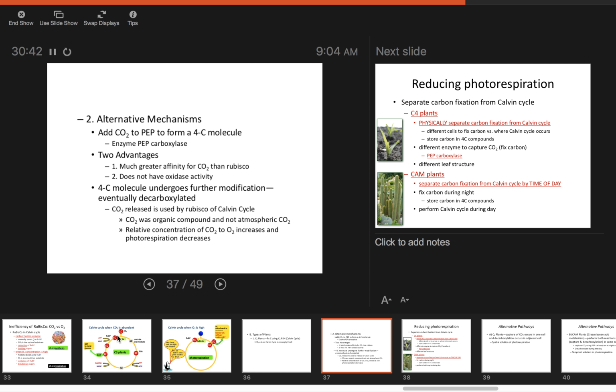I'm kind of jumping the gun here. Add CO2 to PEP to form a 4-carbon molecule. In this case, we'll use the enzyme PEP carboxylase. It has two advantages: greater affinity for CO2 than Rubisco, and it doesn't have that oxidase activity.